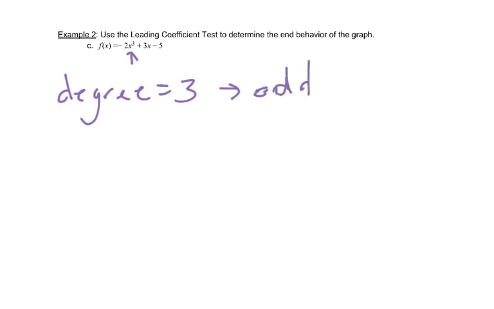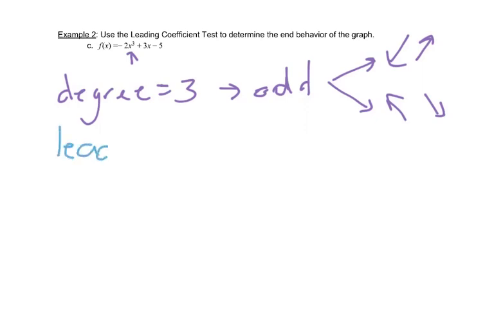Okay, so here the highest exponent is 3, and there's nothing multiplied by it. So my degree is 3, which is odd. And that tells me that the ends are going to go in opposite directions. It's either going to go like that or like that.